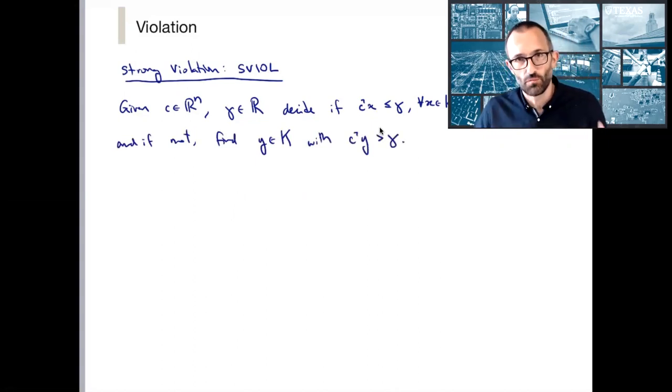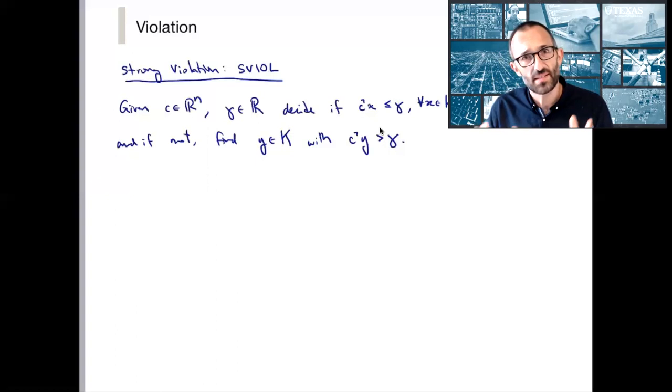So one thing that you should note right away is that this is certainly implied by optimization, and we're going to write down these implications later. But if you have an optimization oracle where you give it a vector c and a convex set K, and it returns the maximum value it can take, it immediately solves this problem, because if it tells you that the optimal solution is x star and c transpose x star is less than gamma, then that answers affirmatively that indeed c transpose x is less than gamma for all x in K. And then if it's bigger than gamma, then it has provided you that y.